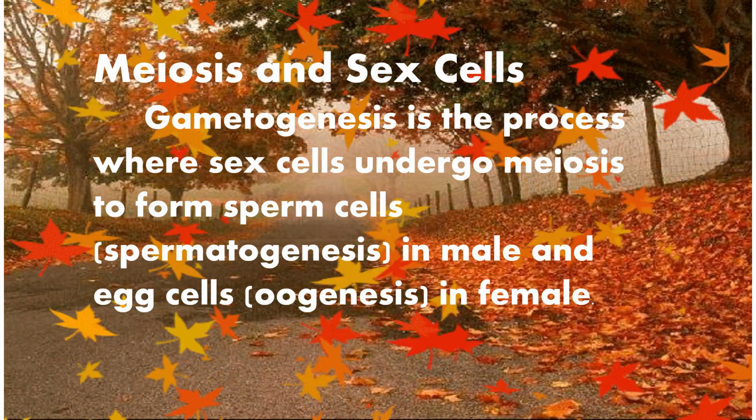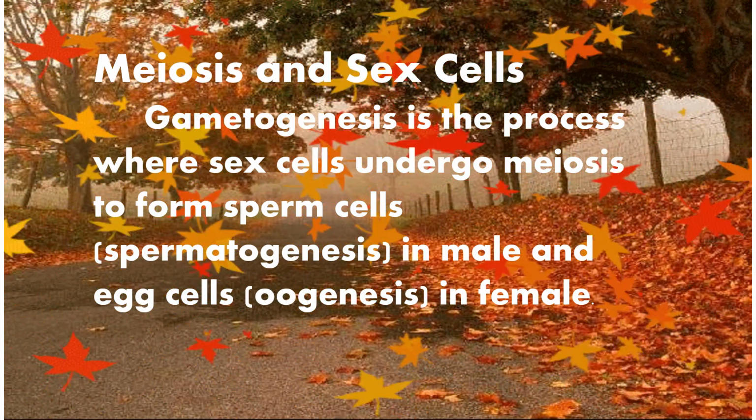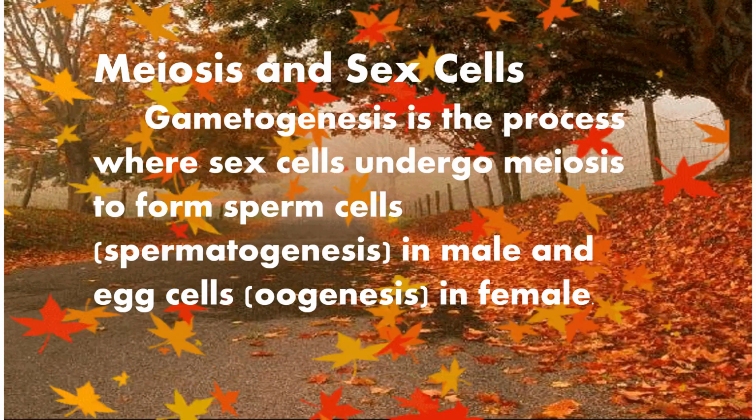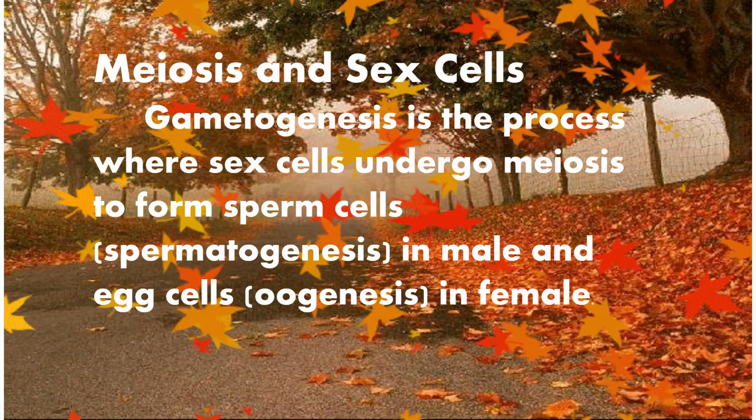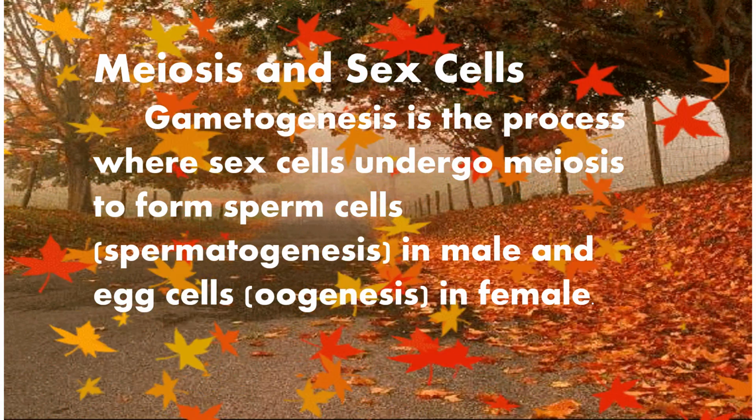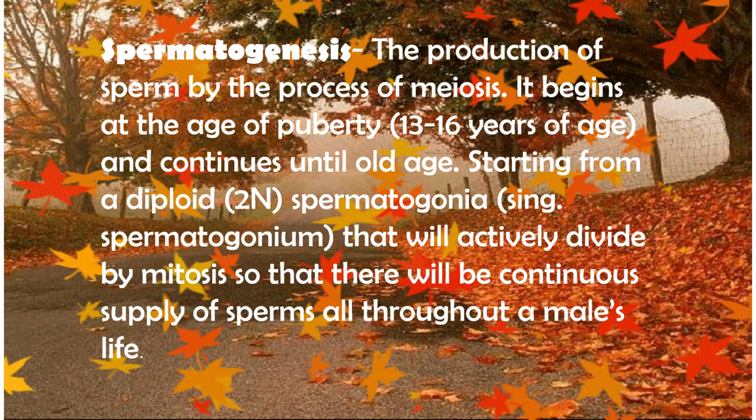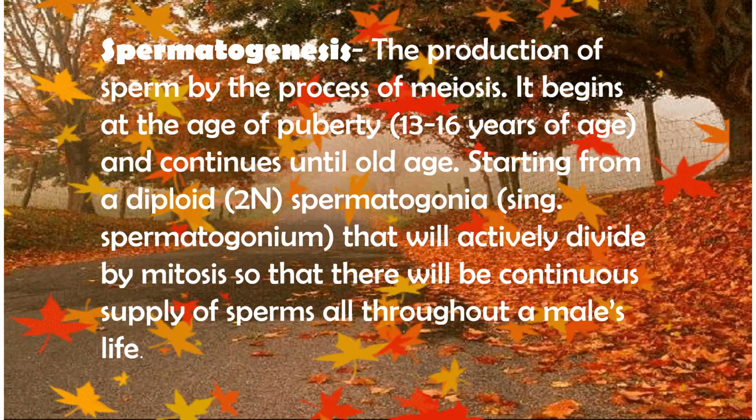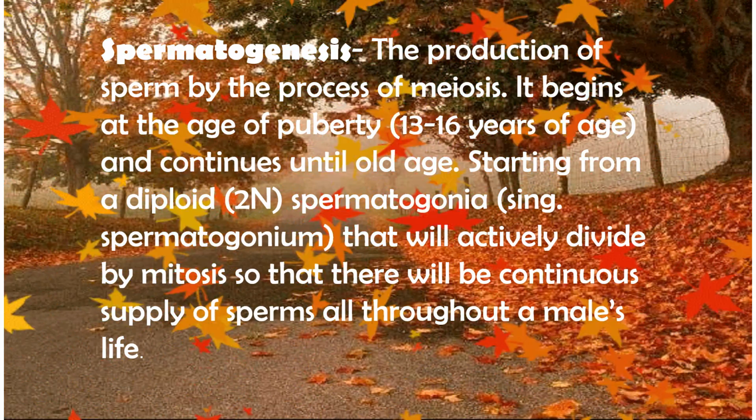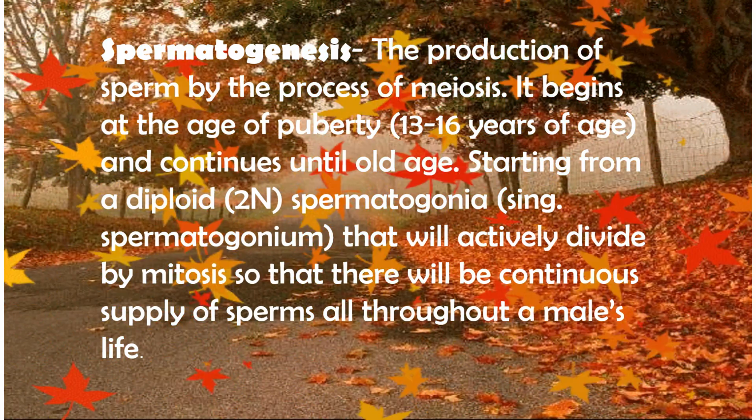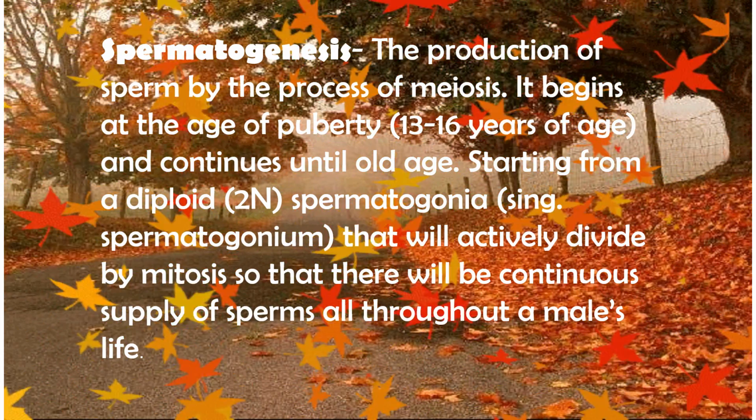So, meiosis and sexual gametogenesis is the process where sex cells undergo meiosis to form sperm cells. Again, spermatogenesis in male and the egg cells, oogenesis, in female. Please try to take note of that. Spermatogenesis, again, is the production of sperm by the process of meiosis. It begins at the age of puberty, 13 to 16 years of age, and continues until old age.